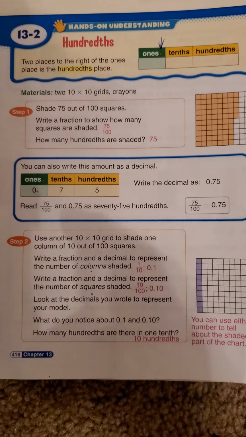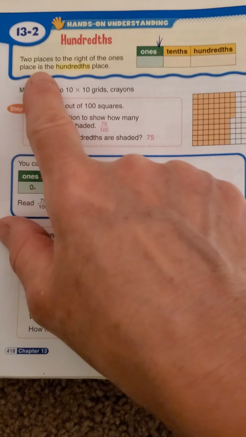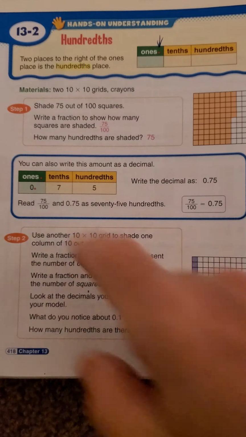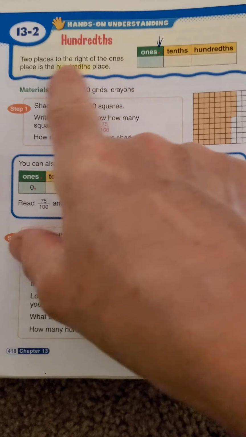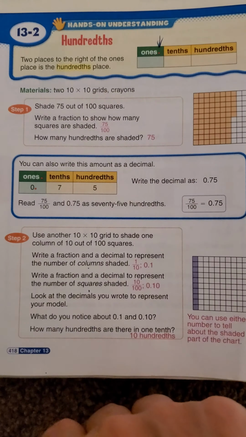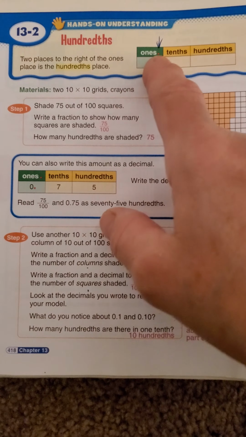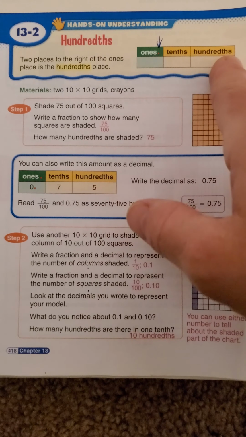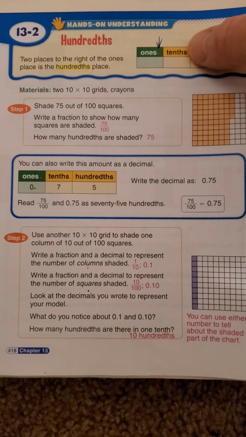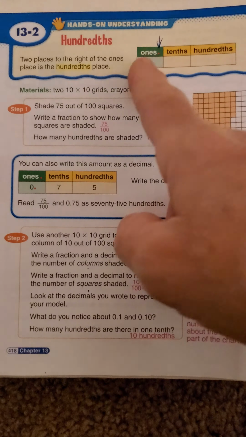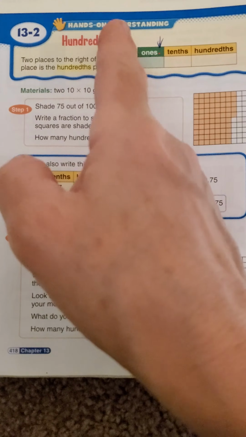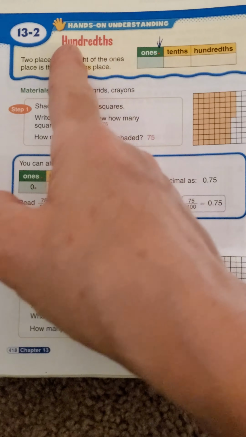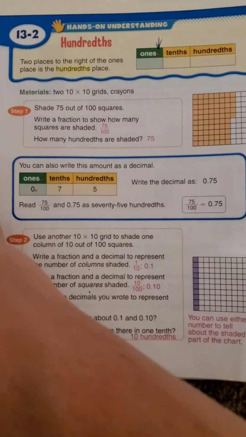Hi, third grade. We're doing hundredths. And here's a definition right at the top of the page. Two places to the right of the ones place is the hundredths place, okay? Ones, decimal point, tenths, hundredths. We put the THS on the end of those words. If we were going this direction, it would be tens, hundreds, thousands, 10,000, etc.